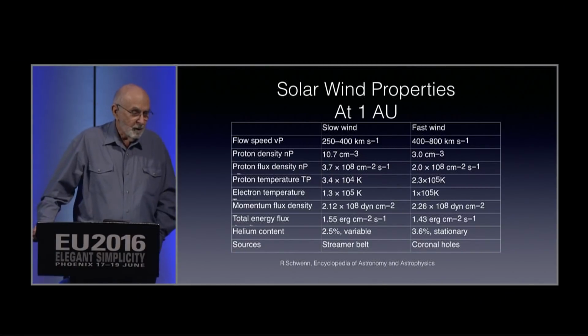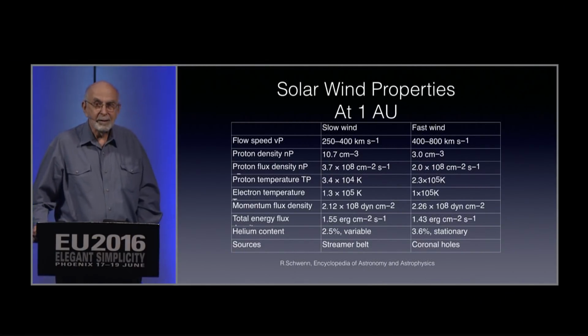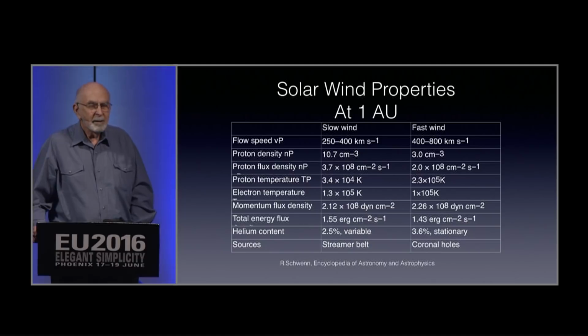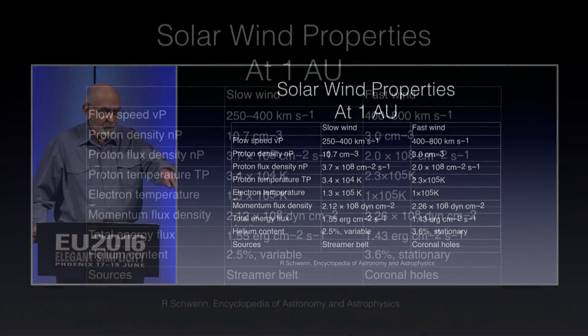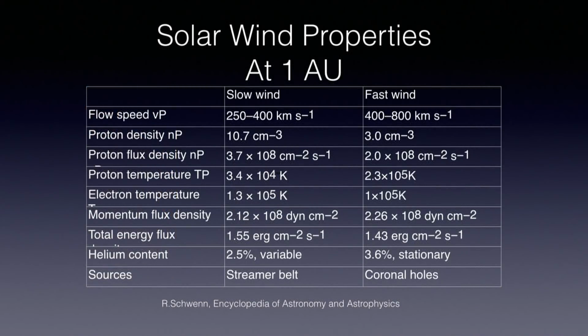One slide I wouldn't call technical, but it's the statistics. What do they say? Statistics don't lie, but statisticians do. Here's the statistics, so they don't lie. The two columns are one for the slow solar wind and one for the fast solar wind. The first line is the flow speed, and you're talking about the velocity of protons, VP. And so the slow solar wind, the highest is around 400 kilometers per second. The fast solar wind is about 800. I hope you guys in the back can read this.